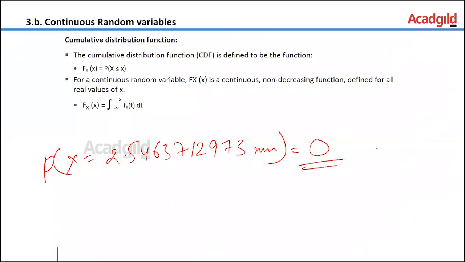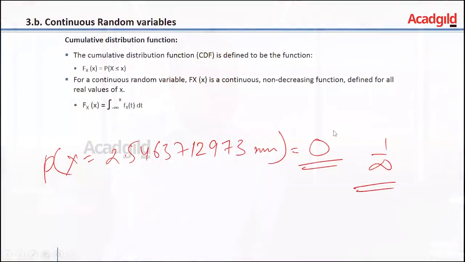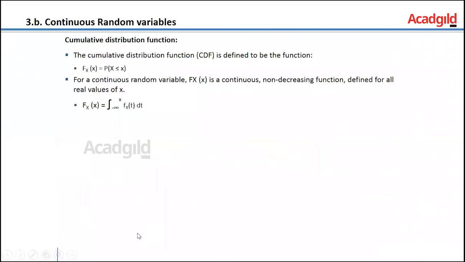There are infinitely many real numbers, and 1 by infinity is 0. So in case of a continuous random variable, the probability of getting any particular value is always 0. So we here talk in terms of a function, and the summation becomes integration. Okay. So let's take an example of insurance claim.